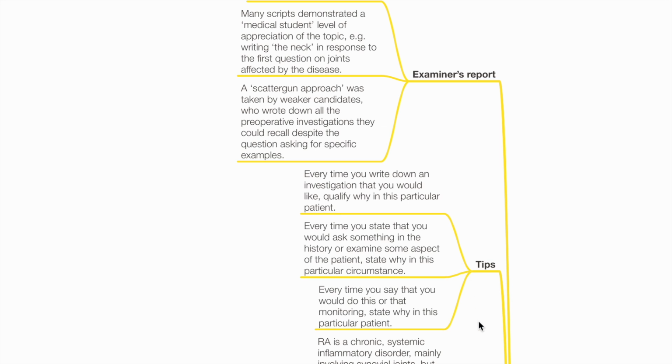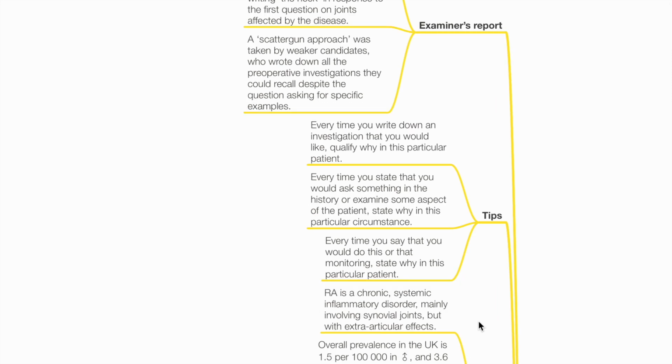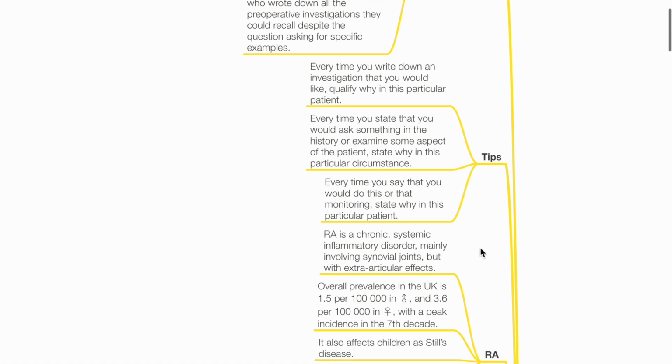Every time one writes an investigation, qualify why in this particular patient. Every time one states that one would ask something in history or examine some aspect of the patient, state why in the particular circumstance. Every time one says that one would do a type of monitoring, say why in this particular patient.